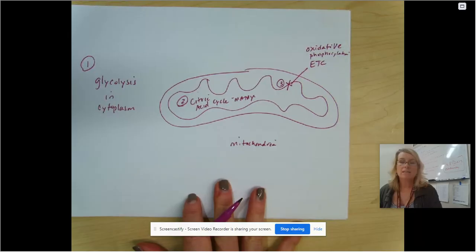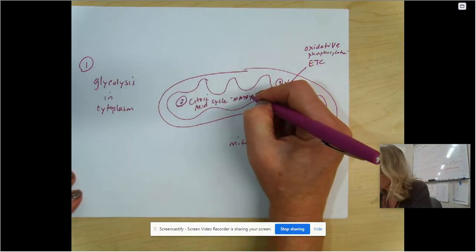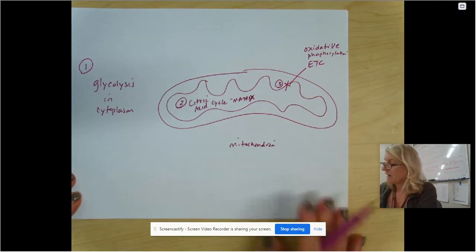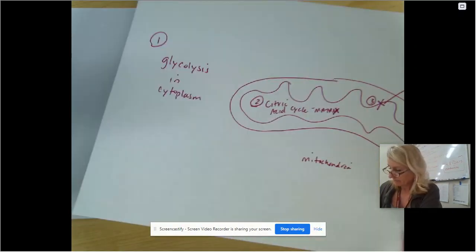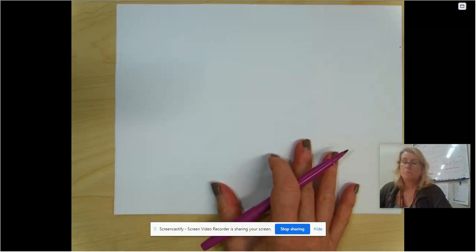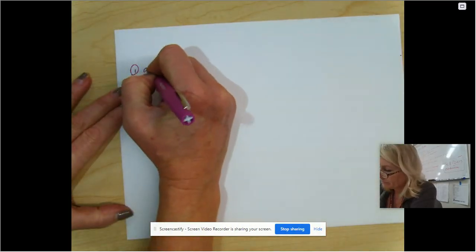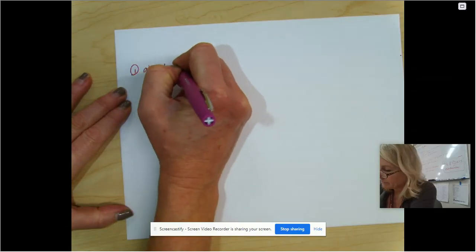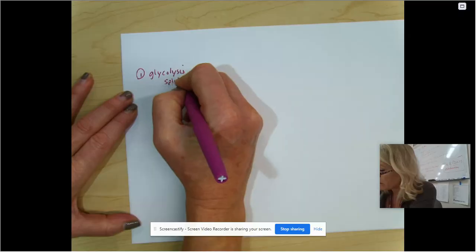You've got glycolysis, citric acid cycle in the matrix, X, and then your oxidative phosphorylation in the ETC. Okay, now let's talk about each part. Step 1. Glycolysis literally means splitting sugar.